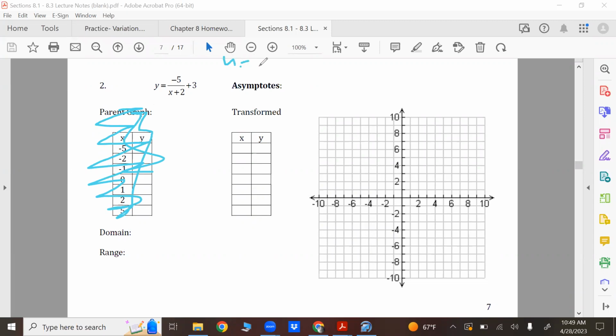What's h and k here? H is -2 and K is 3. So your asymptotes are x equals -2 and y equals 3. Okay. So -2 is right here. So it's like your crosshair in the video games, right? You got to aim first, right? Before you shoot.